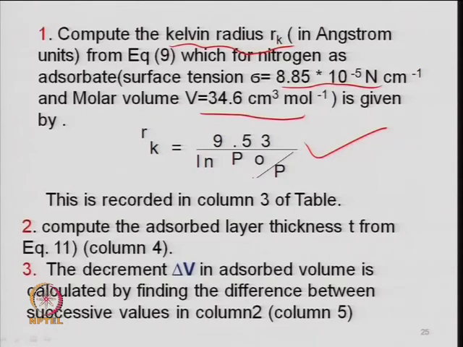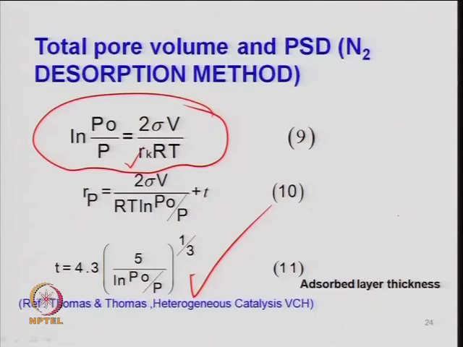The Kelvin radius is simply 9.53 divided by log of P 0 by P, where P 0 is the saturation pressure and P is the applied pressure. So, at different pressures you will have different values of Kelvin radius, that is the first term, and this is shown in the table which I have shown you. Once this is known, the second point is to compute the adsorbed layer thickness t from equation 11 here.